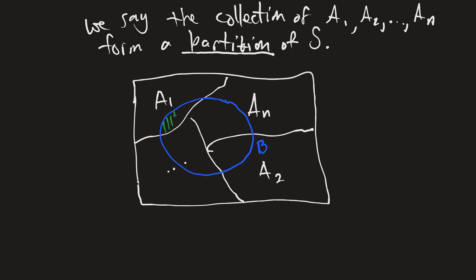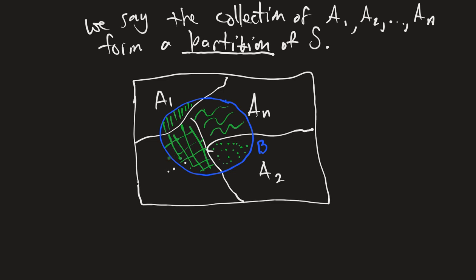I can look at that piece, and that is a part of B. Maybe I'll do this one kind of wavy. That's another part of B. Maybe I'll do this one dotted. That's another part of B. And then maybe I'll do this one cross-hatched or something like that, right?